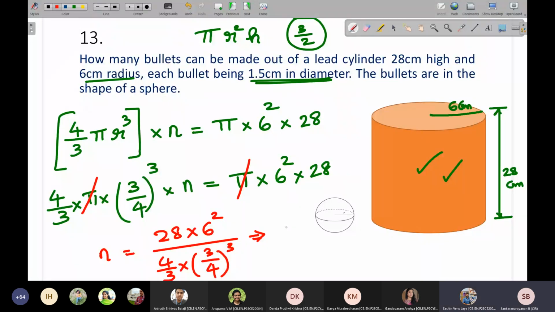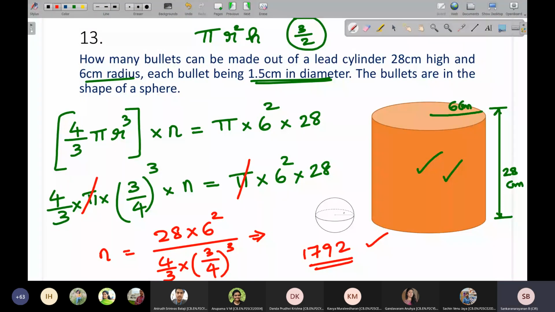So is it 1792? You are right. 1792. That is the answer. I assume this explanation is clear for you. 1792 bullets can be made. Okay. Let's now consider the next question.